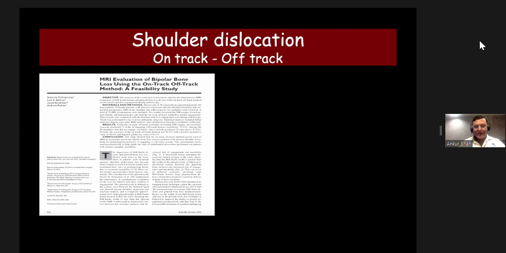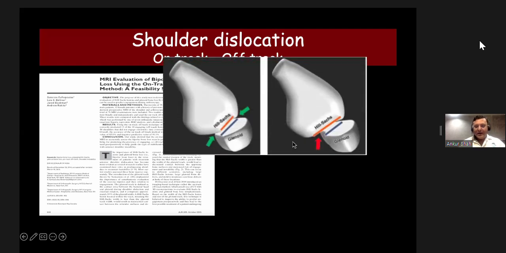So what we need to tell them is whether the lesion is on track or off track. That is whether it is an engaging Hill-Sachs or it is a non-engaging Hill-Sachs. And how do we do that? There is a concept of glenoid track and the Hill-Sachs interval.